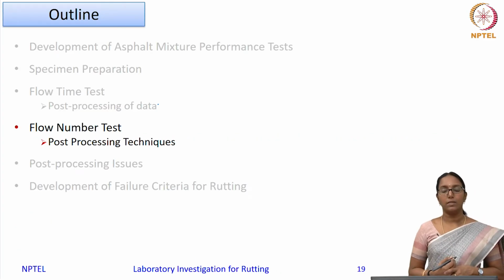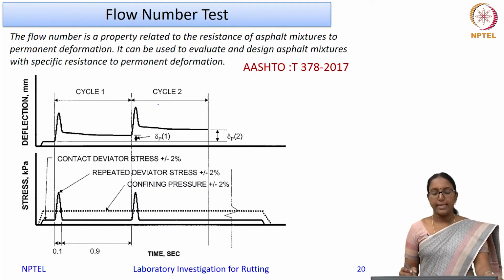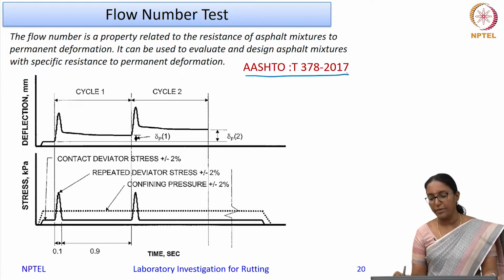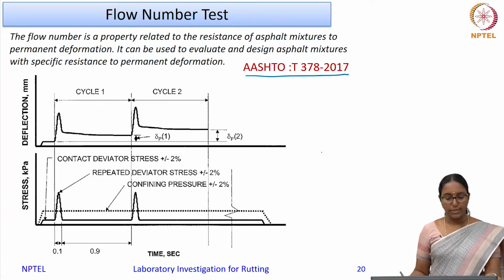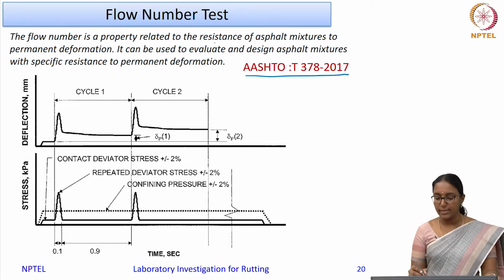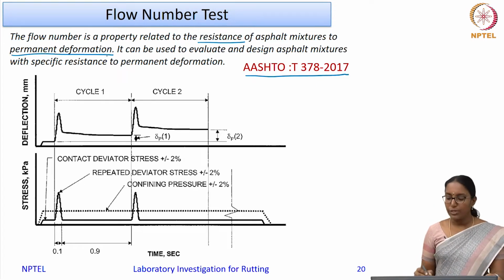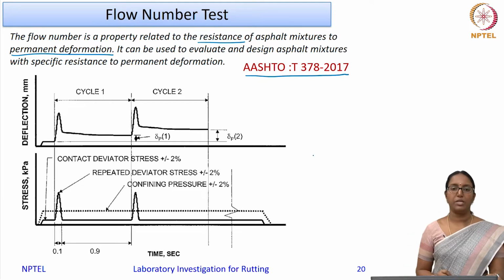Let us next see what a flow number test is, how the test is to be conducted, and what the post-processing techniques are. The test procedure for flow number is AASHTO T378 2017. This is the latest AASHTO standard for the flow number test. So, I will read out from the AASHTO standard. What is flow number? Flow number is a property related to the resistance of the asphalt mixture to permanent deformation. It can be used to evaluate and design asphalt mixtures with specific resistance to permanent deformation.